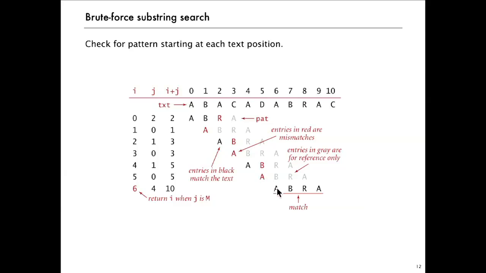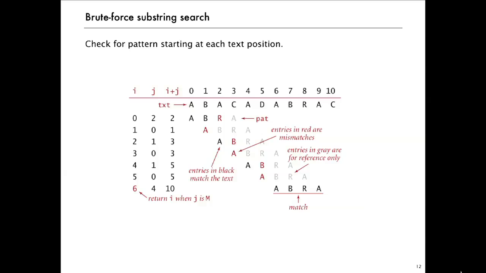Finally we get to i equals position 6, and we go for j equals 0, 1, 2, 3, all matches. When j gets to 4, which is the number of characters in the pattern, that's when we know we found a match. So in this table, the entries in gray are just there for reference. The black ones are when we found matches, and the red ones are where we found mismatches.